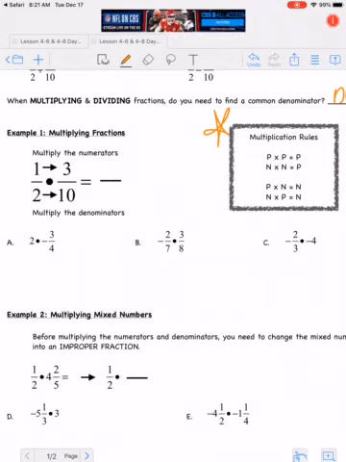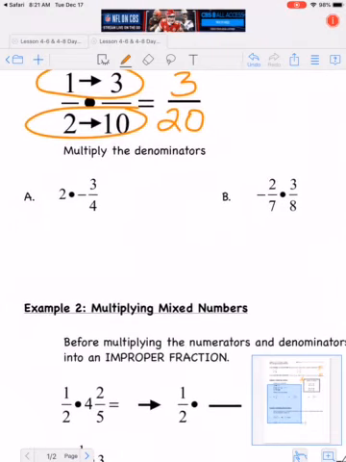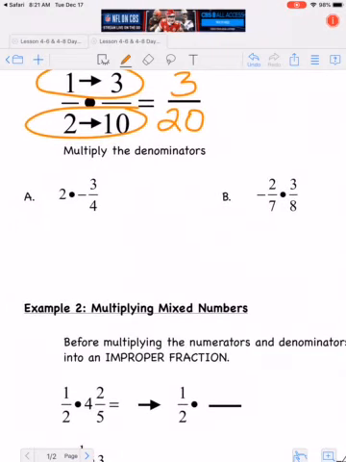We have 1/2 times 3/10. So we want to make sure we multiply our numerators. So 1 times 3 is 3, and denominators, 2 times 10 is 20. Okay, so our answer would be 3/20. If we're able to, we can simplify as well.